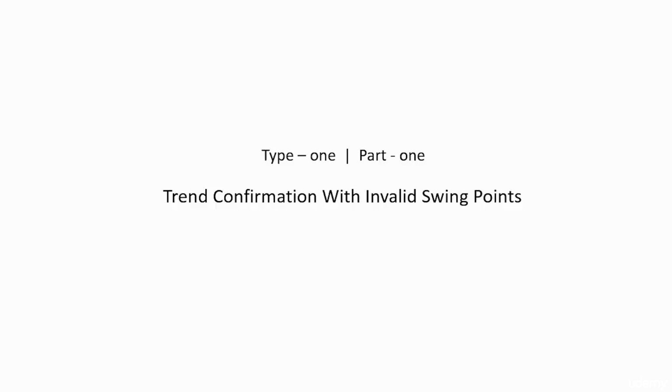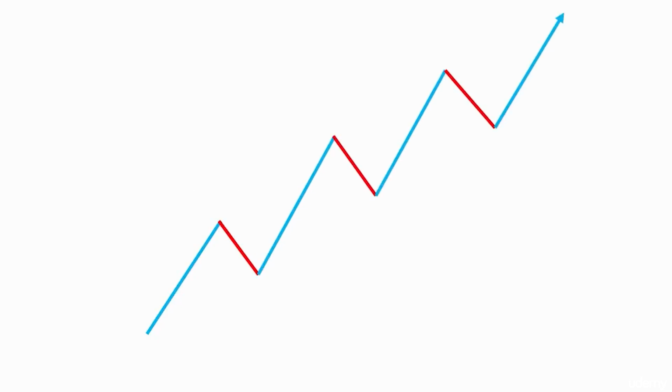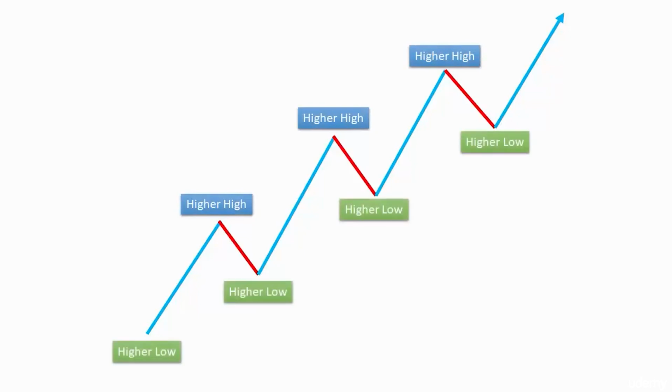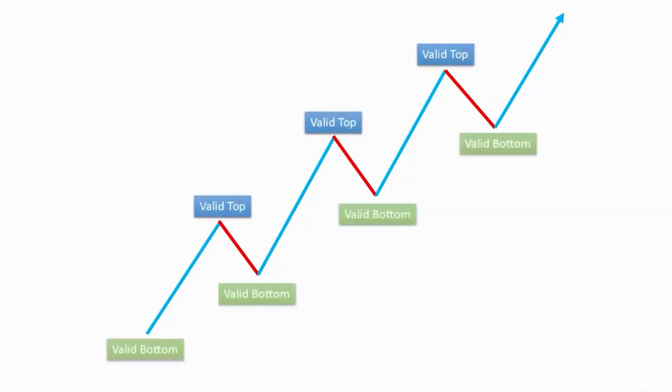Today I will tell you about the first type of trend confirmation with invalid swing points and more deep insight into the trend confirmation basics. So let's start. As you already know, when an uptrend forms and continues to rise in the upward direction, it makes continuous higher highs and higher lows on that run, where every higher high is a valid top and every higher low is a valid bottom.